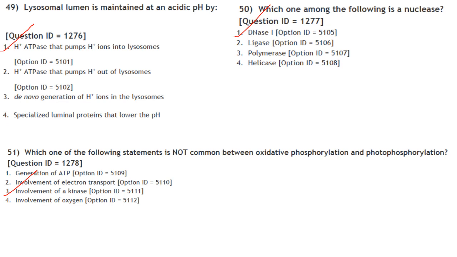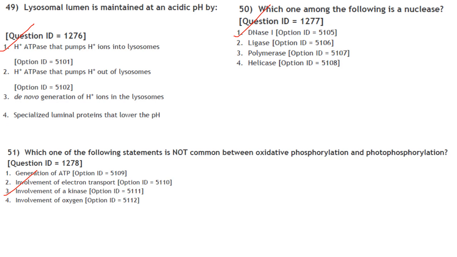Then, the lysosomal lumen is maintained at an acidic pH by H plus ATPase that pumps H positive ions into the lysosome. Answer is option 1. Then, which one of the following is an example of a nuclease? It is DNase 1. A nuclease is an enzyme capable of cleaving the phosphodiester bond between the nucleotides of nucleic acids. So DNase 1 is a nuclease.